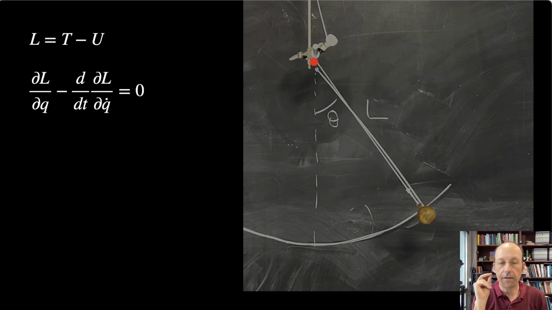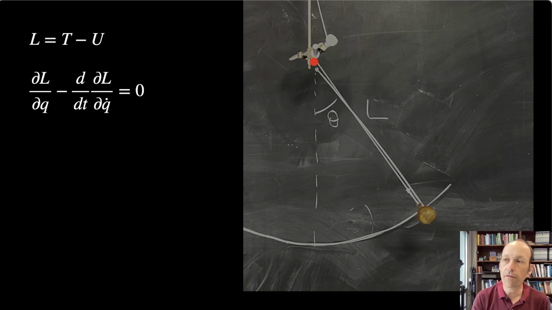So it says that if I take the partial of the Lagrangian with respect to the variable Q, and then subtract the partial of L with respect to Q dot, and then take the derivative of that, it should be equal to 0. So that means that I need to find L, and I need to take the partial, and I'm going to do it in terms of theta: take the partial of L with respect to theta, take the partial of L with respect to theta dot, take the derivative, and then boom.